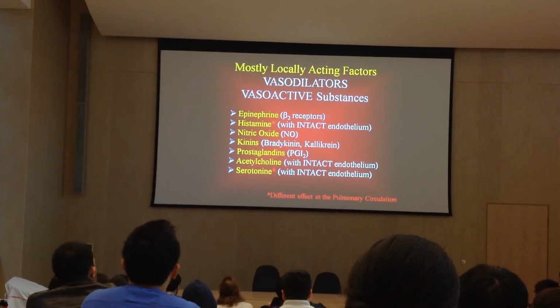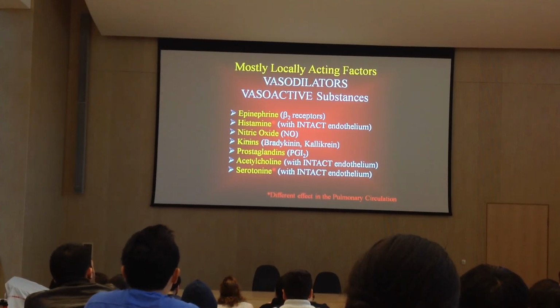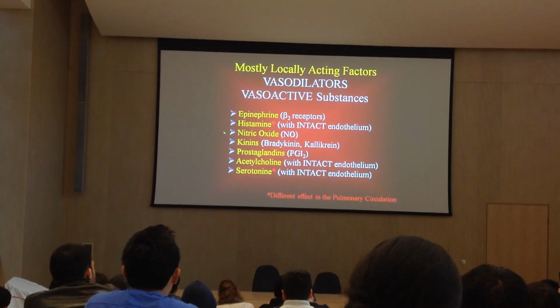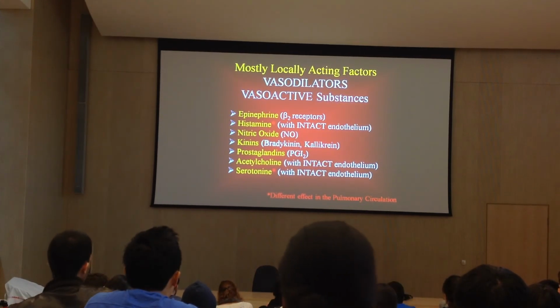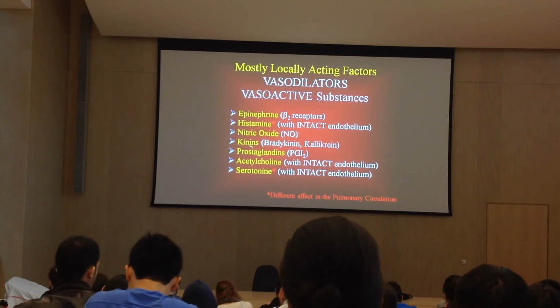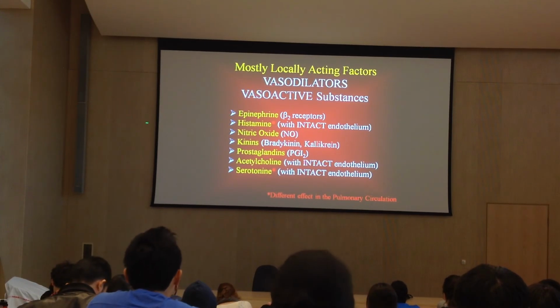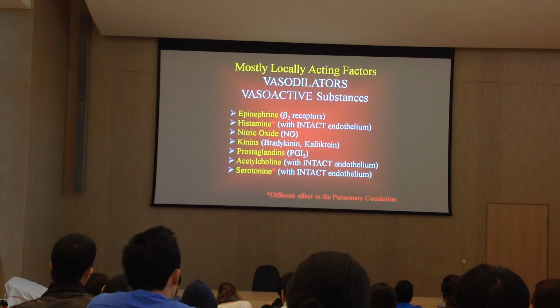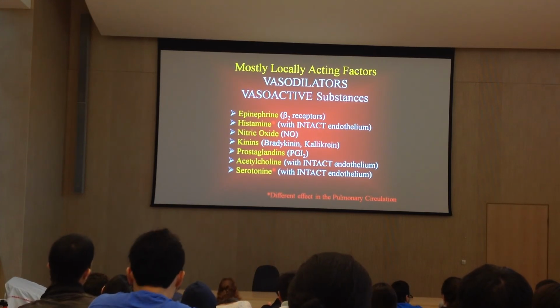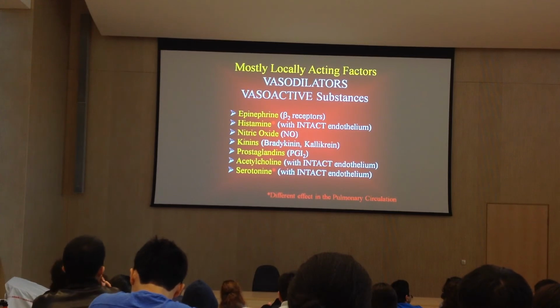I think you heard about histamine, of course. I think you heard about nitric oxide. Nitric oxide is going to be our key molecule. You have certain inflammatory agents, bradykinin, kallikrein, and kinase. I think you also heard about prostaglandins. They also kind of develop the mediators. But of course you heard about acetylcholine and serotonin. These are usually vasodilatory agents.